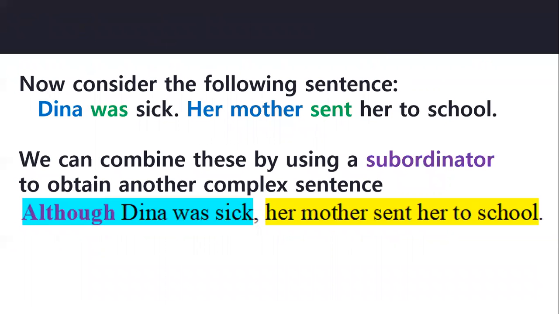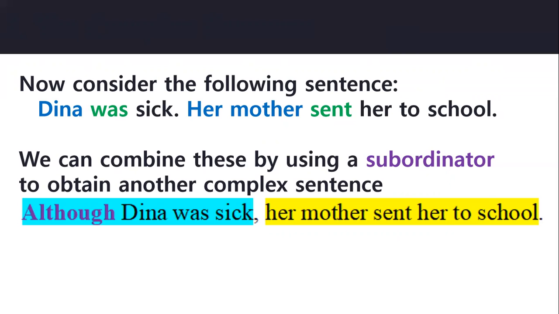Now consider the following sentences. Dina was sick. Her mother sent her to school. Here again, even though the repetition is not as clear as in the first case, and we don't have the same word repeated in both independent clauses, we still have a repetition: Dina and her. Dina is her. So it is the subject of the first sentence and the object of the second sentence.